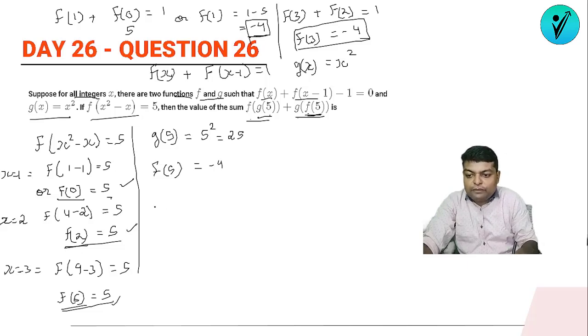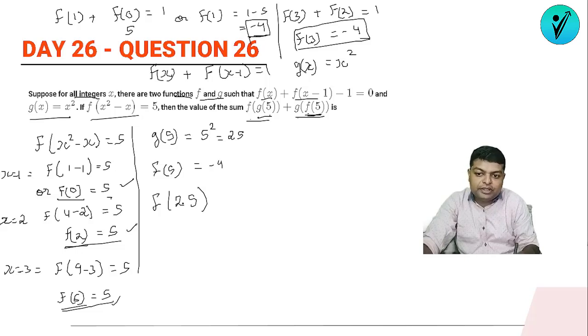So we have the value of g of 5, okay, and now if I want to get the value of f of g of 5, g5 की value क्या है? g of 5 I have already got, it is 25. So what will be the value of f of 25 now? F of odd is minus 4. So f of 25 will be minus 4.